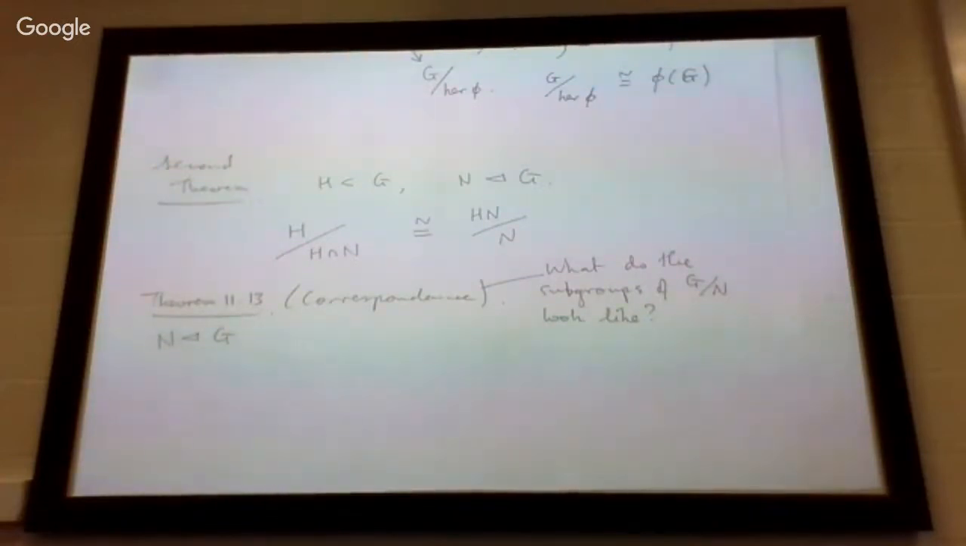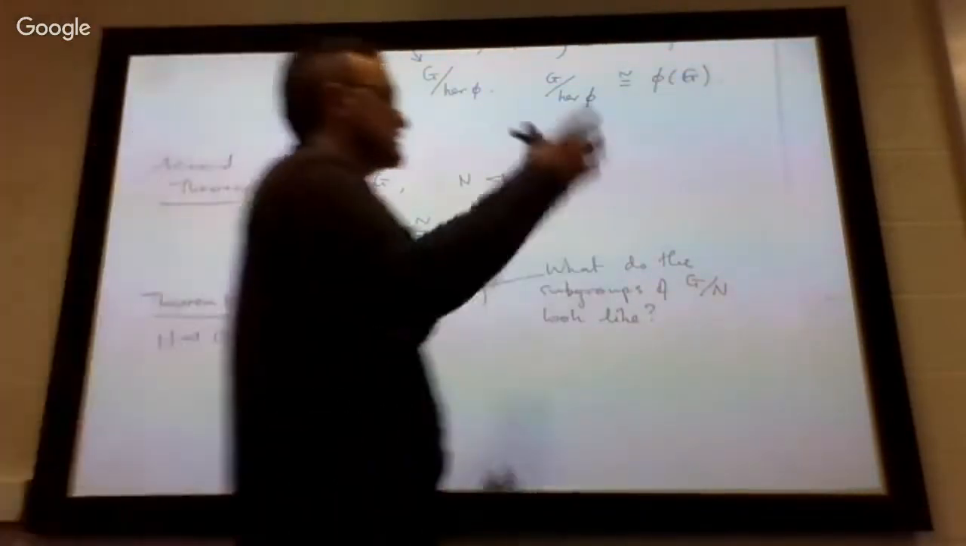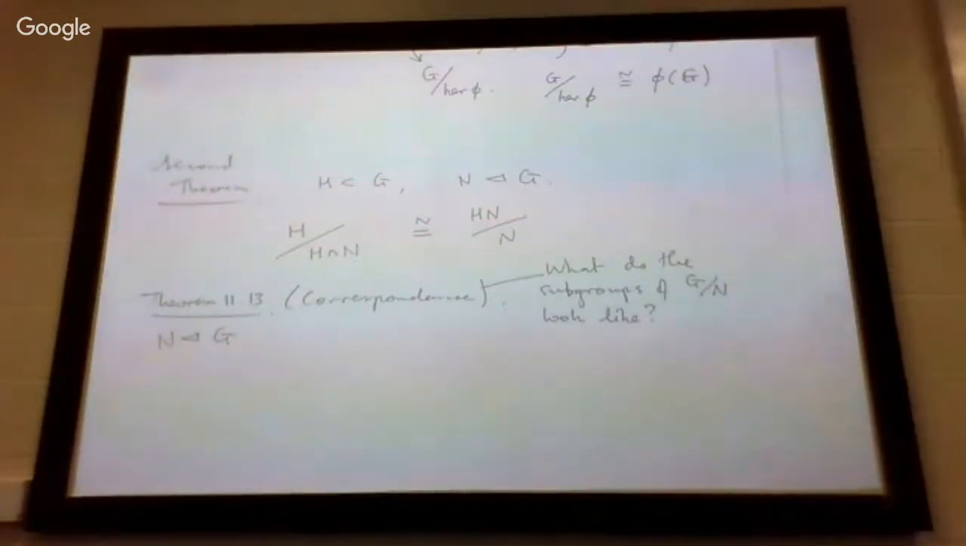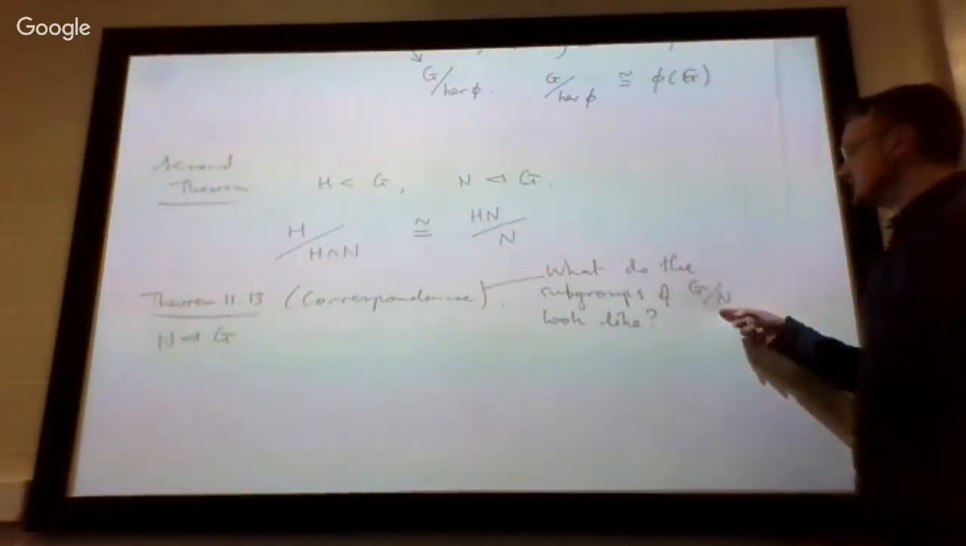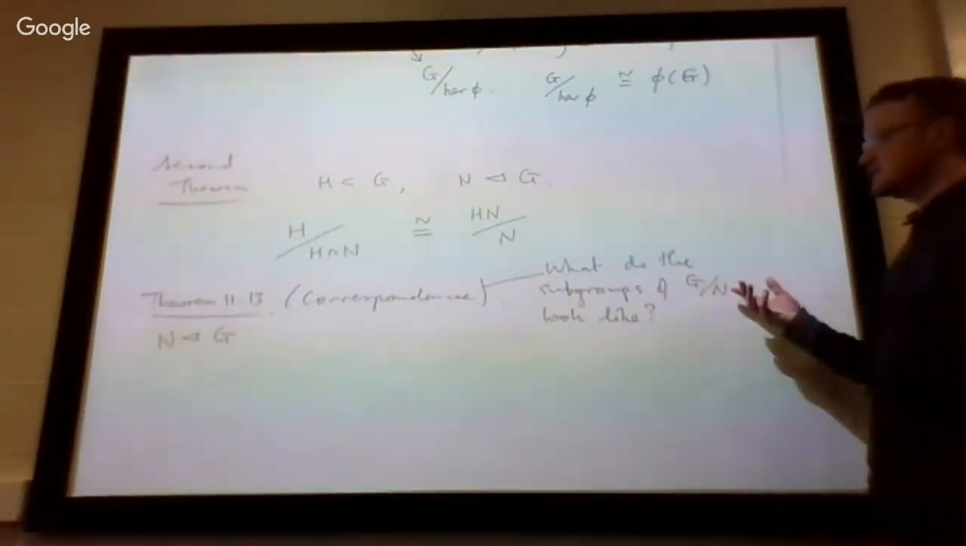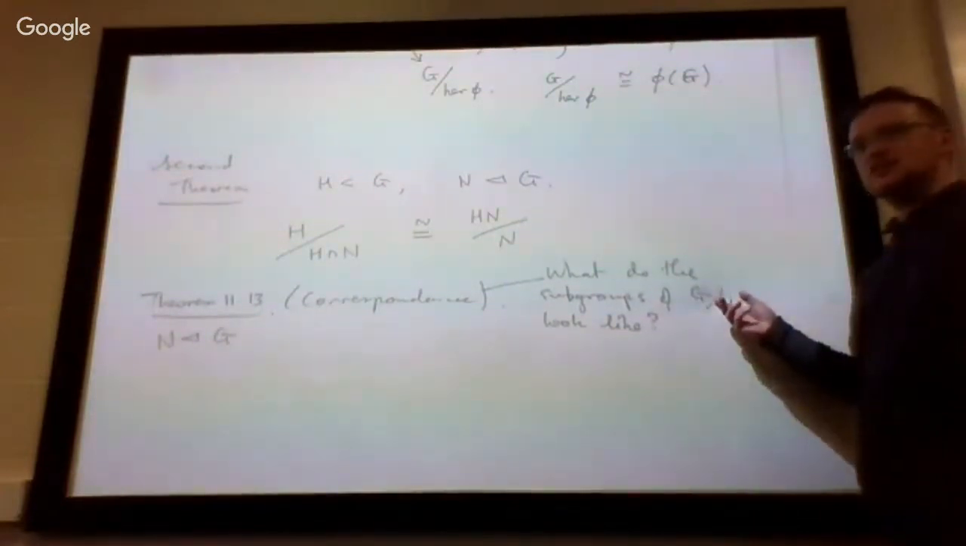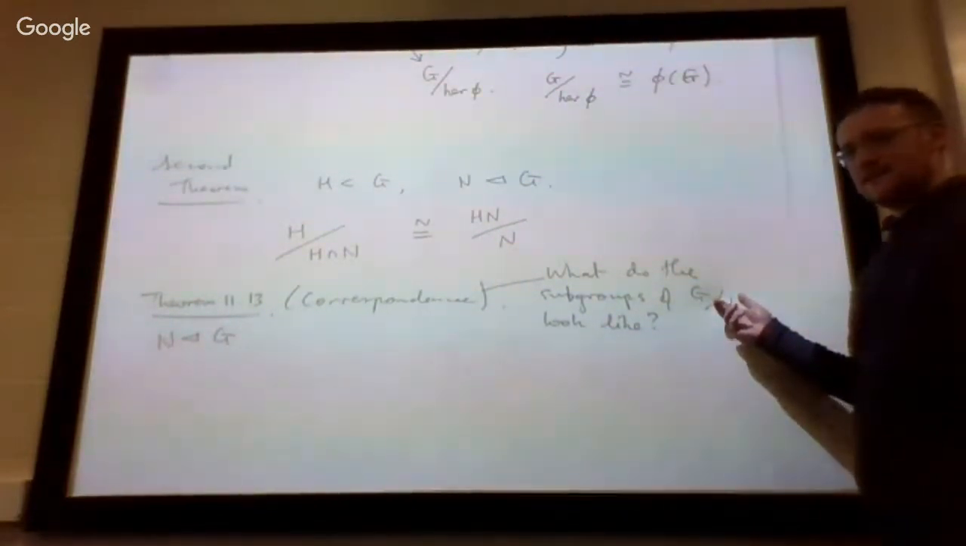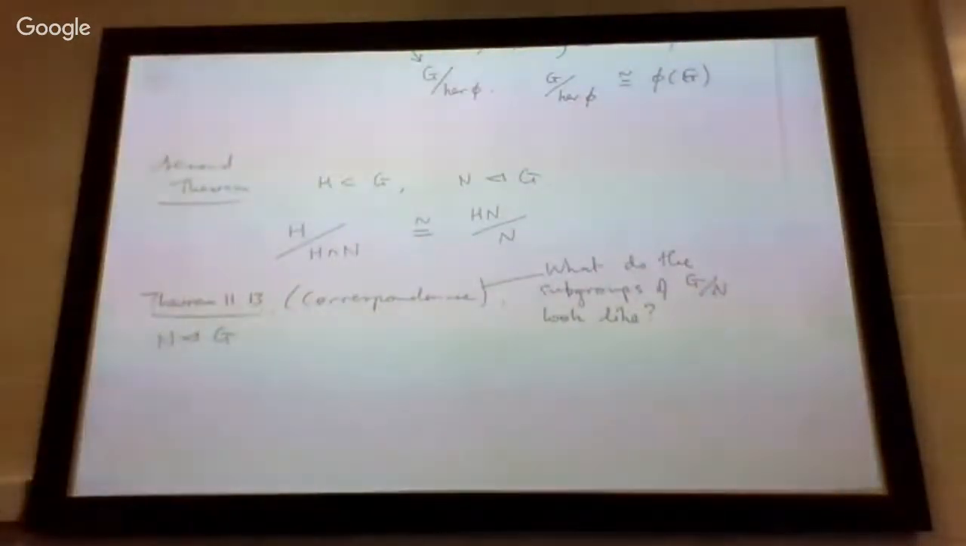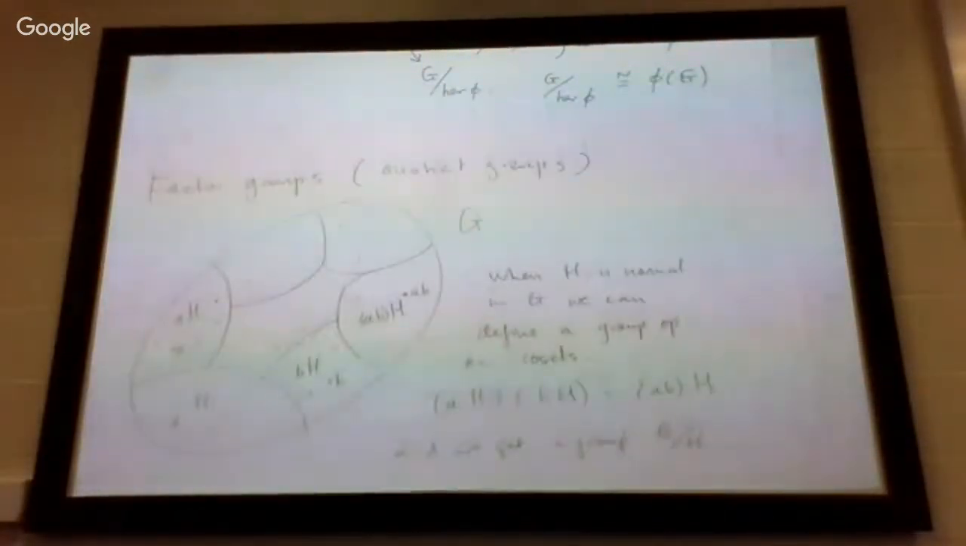How come you're writing G mod N now as G over N? It's just the notation that's used. Last year it was always A mod N, you'd write the word mod. Well, that was in the context of integers modulo a number N. This looks like a fraction, but just think of it as special notation for the factor group.